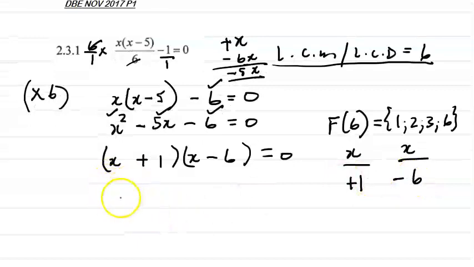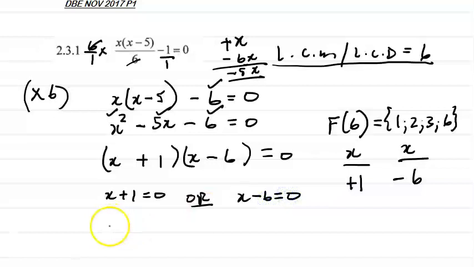Now apply the 0 factor rule. So x plus 1 equals to 0. Or x minus 6 equals to 0. X equals to minus 1. And x equals to 6. Notice that's how you solve quadratic equations.